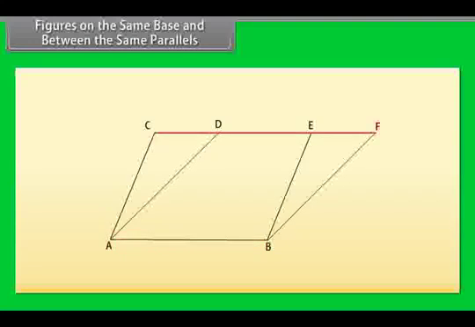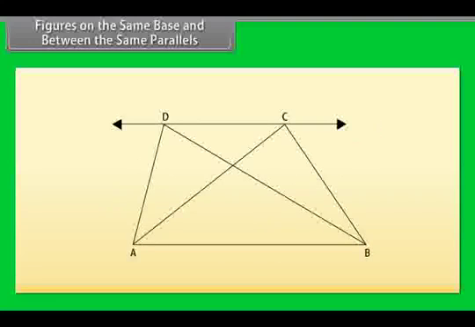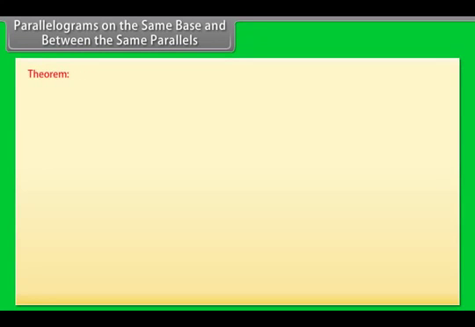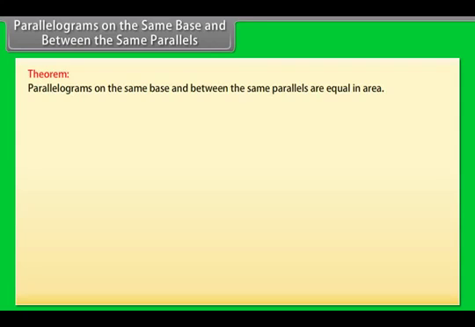So we can say that both the parallelograms lie on the same base AB and between the same parallels AB and CF. Similarly, in this figure, the triangles ADB and ACB both lie on the same base AB and between the same parallels AB and DC. So we can say that these are figures on the same base and between the same parallels. Theorem. Parallelograms on the same base and between the same parallels are equal in area. Let us prove this theorem.